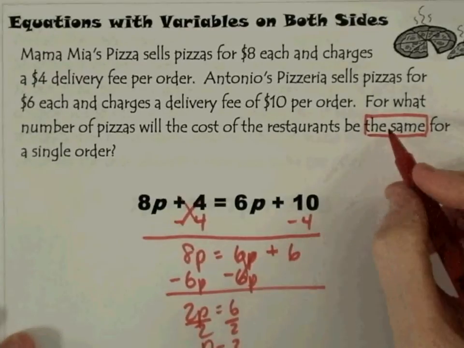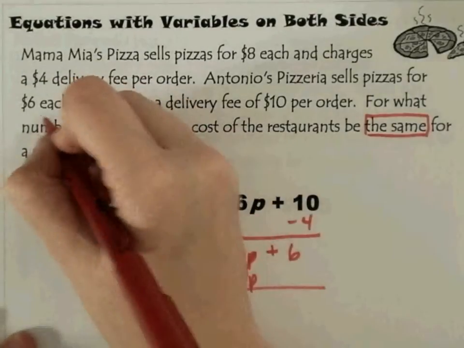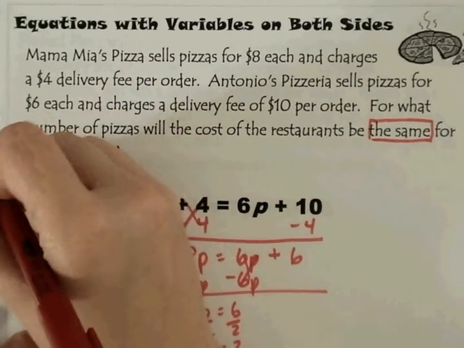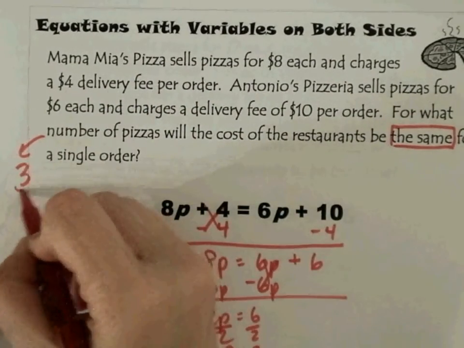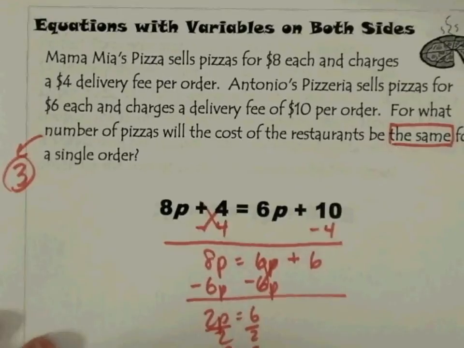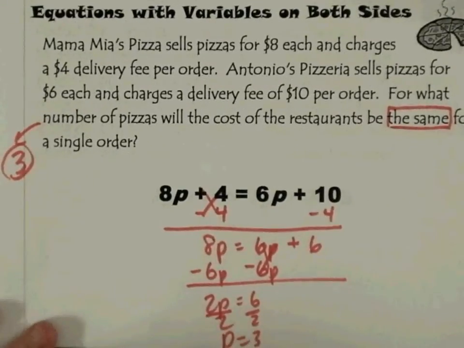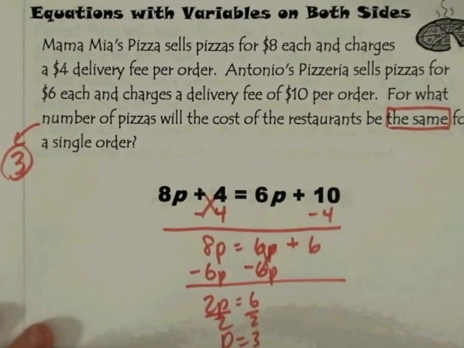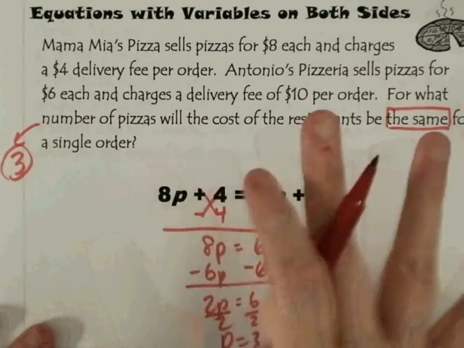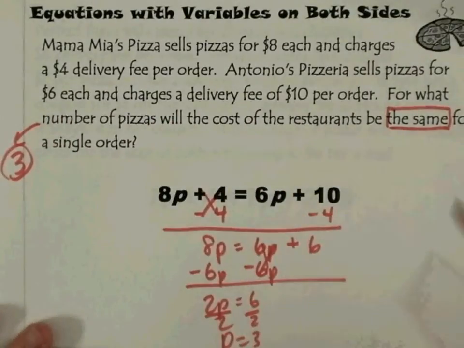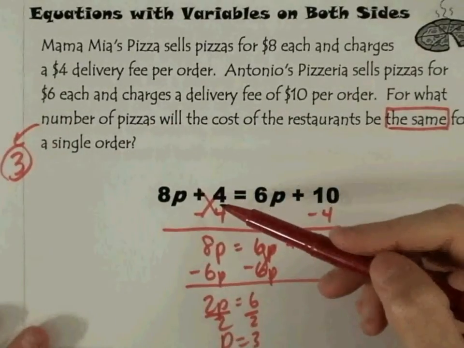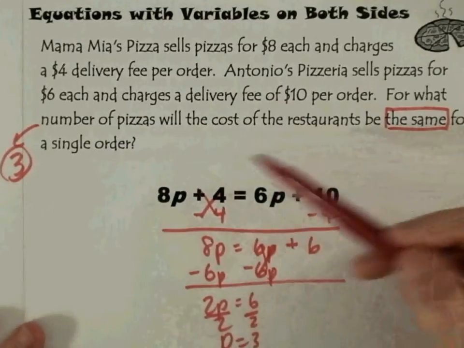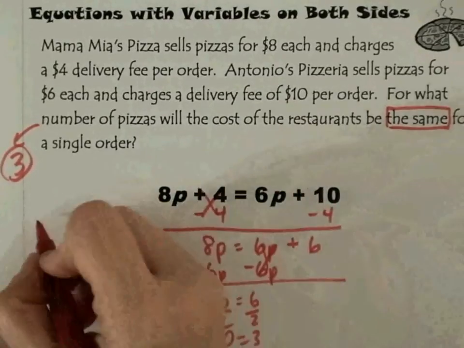So what that means is, for 3 pizzas, the costs will be the same. Now, generally, when we solve one of these problems, we don't just want to know how many pizzas. We want to explain every part of that problem. So, I can figure out the cost by substituting that p back into this problem.